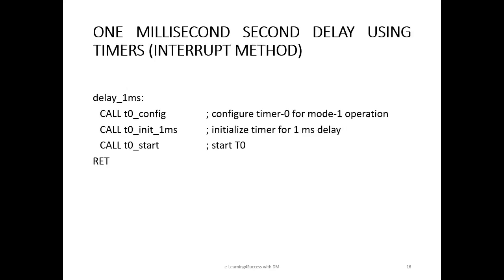Next we will write a subroutine, delay_1millisecond. Here we will call the already defined subroutines, T0_config for configuring T0 as a timer in mode 1. The T0_init_1millisecond is called for initializing the timer. And the timer is started by calling the T0_start subroutine. You must have noticed that we don't have to define a wait subroutine like in the polling method.